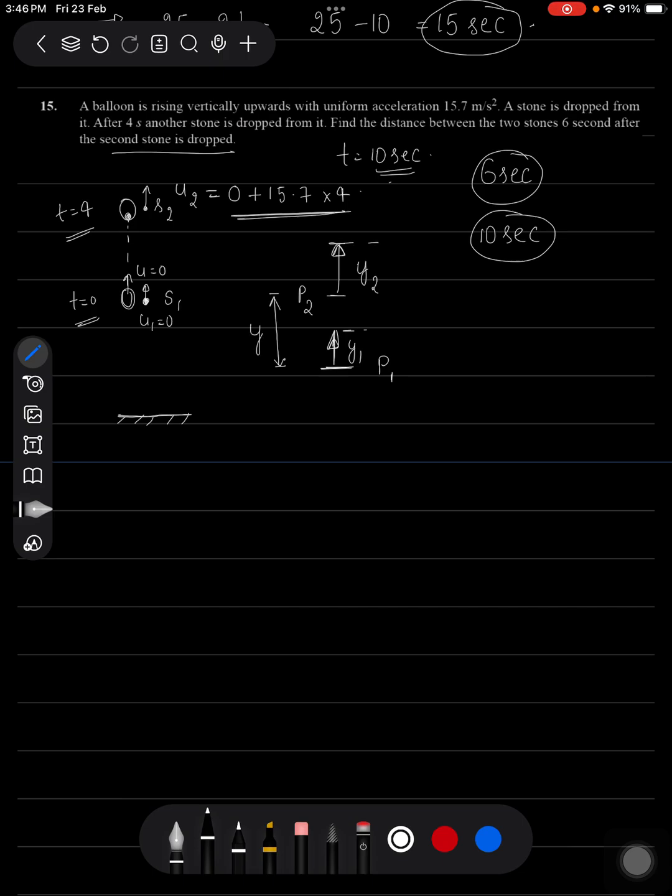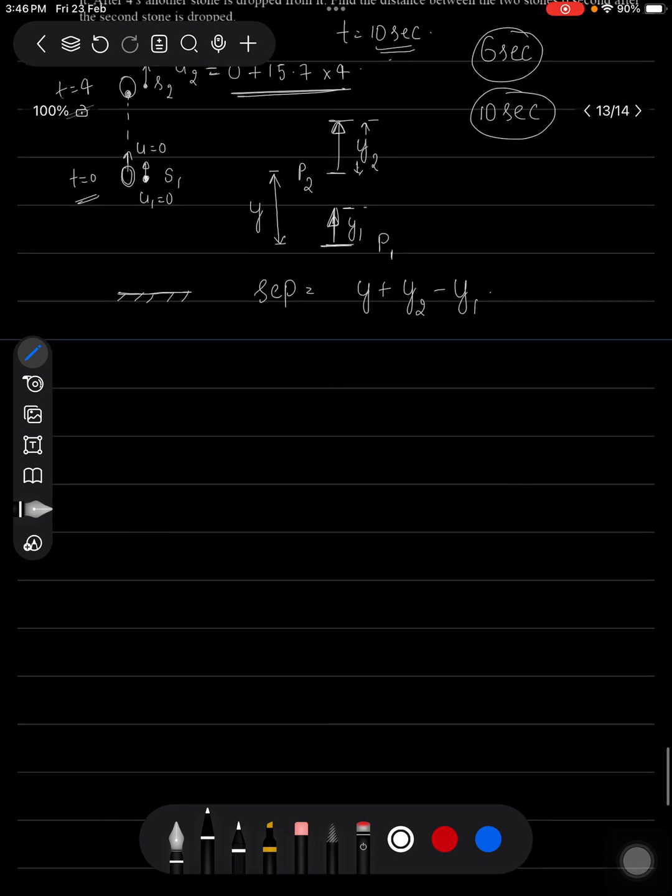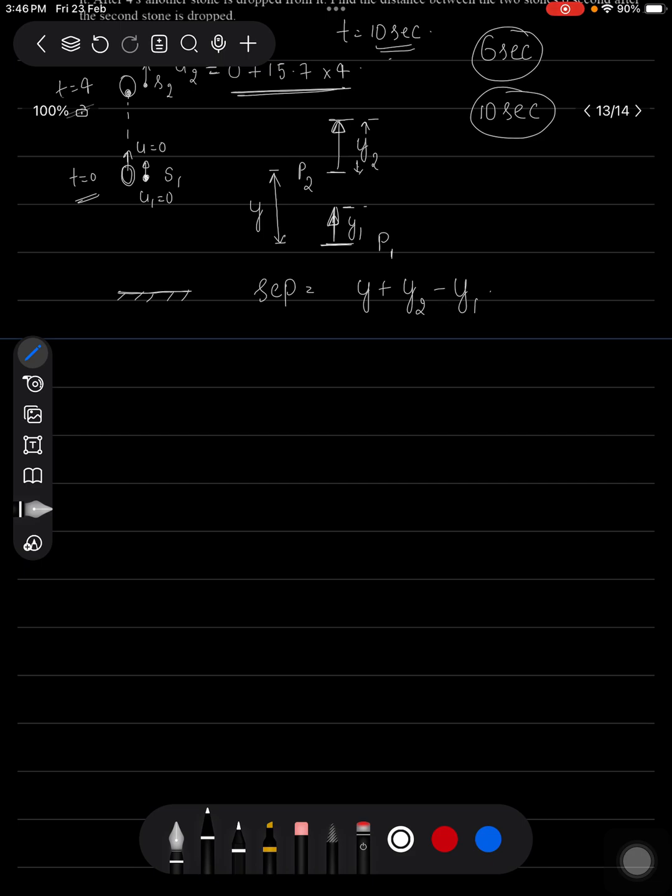So the separation between the stones at t equal to 10 seconds can be written as y plus y2 minus y1, right? So y is the distance traveled by the stone in the first 4 seconds, so I can write y equals, u is 0 for it, so half into 15.7 into 4 square, which is 15.7 into 8, right? Let us keep it like this.